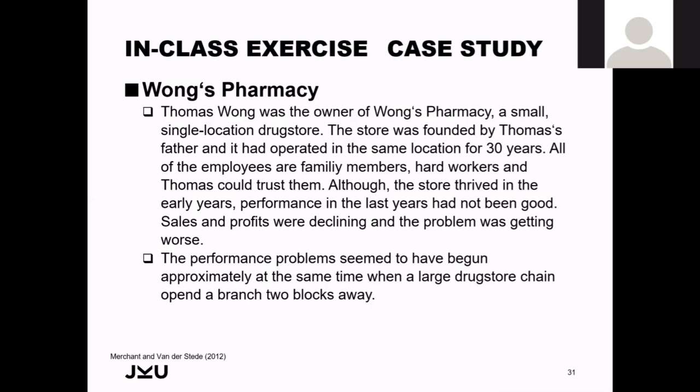Wong's Pharmacy. Thomas Wong was the owner of Wong's Pharmacy, a small single-location drugstore. The store was founded by Thomas's father, and it had operated in the same location for 30 years. All of the employees are family members, hard workers, and Thomas could trust them. Although the store thrived in the early years, performance in the last years had not been good. Sales and profits were declining, and the problem was getting worse. The performance problems seem to have begun approximately at the same time when a large drugstore chain opened a branch 2 blocks away.